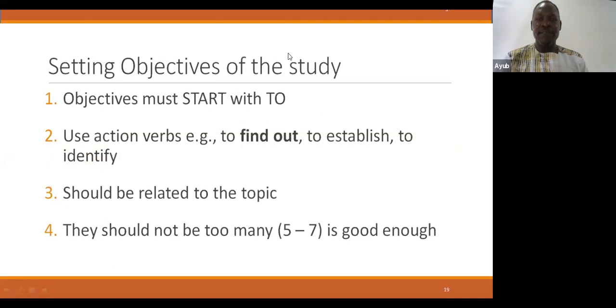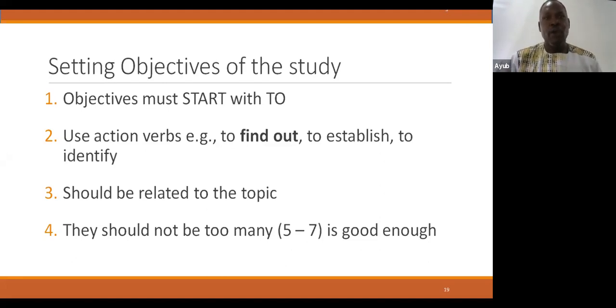How about the objectives of study? Let them start with the word to. Not "I want to find out"; don't say "I wanted to", say "to find out". I remember someone said they wanted to find out the physical background of the area. That is very good. To find out. Start with that word, to.